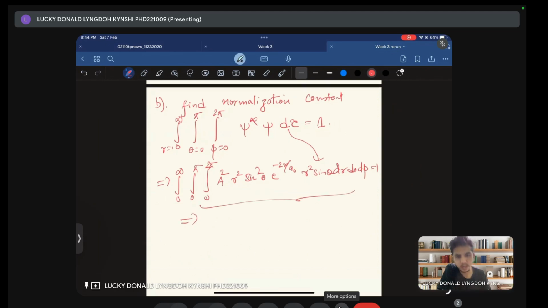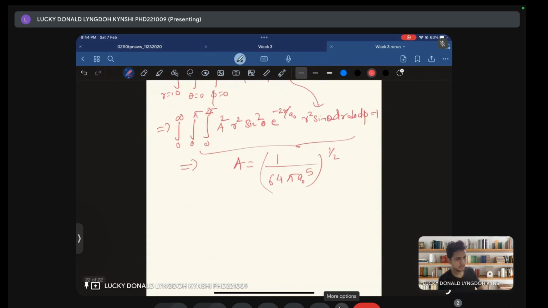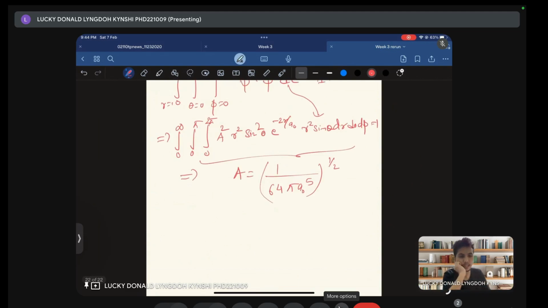Okay, then you can just solve this problem. r you will integrate separately, θ you will get separately, and φ separately. You get A equal to (1/(64π a₀⁵))^(1/2). Okay, so that is your sub-part question.